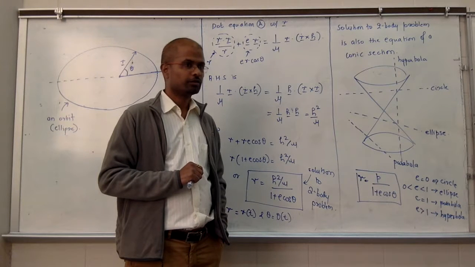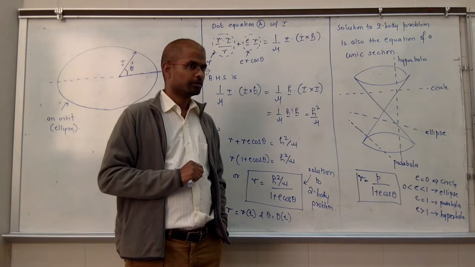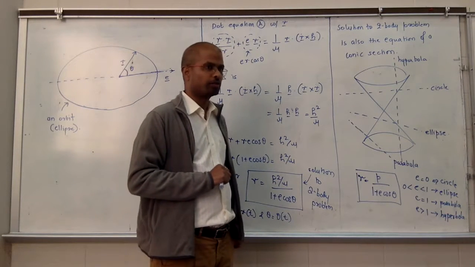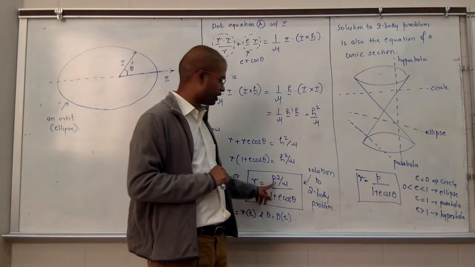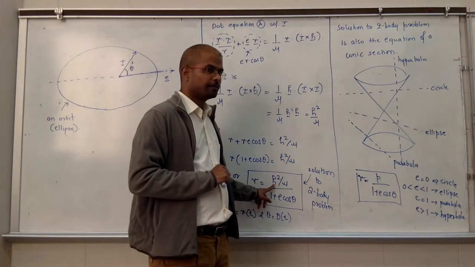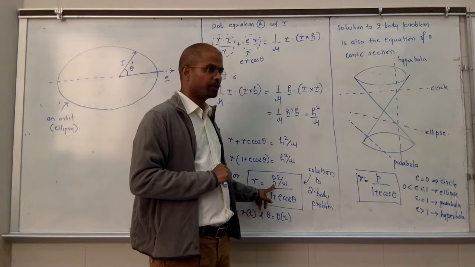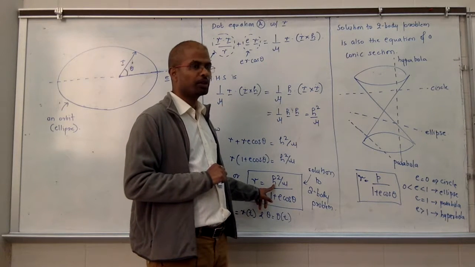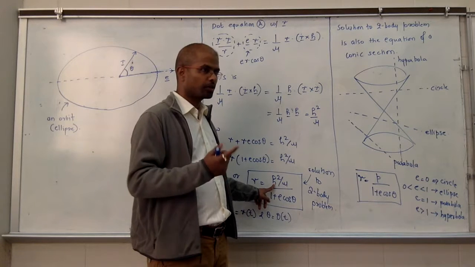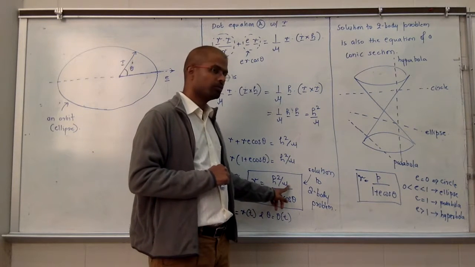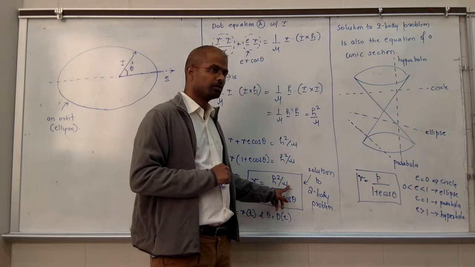So the P in this equation is h squared over mu, it's a constant. If you think about what h is, h is angular momentum, the magnitude of specific angular momentum. What do we know about angular momentum? It's conserved, it's constant. So this is constant. What is mu? That is just a constant.